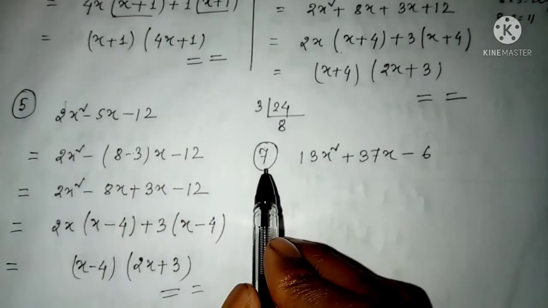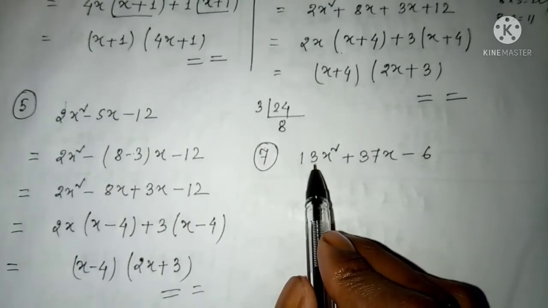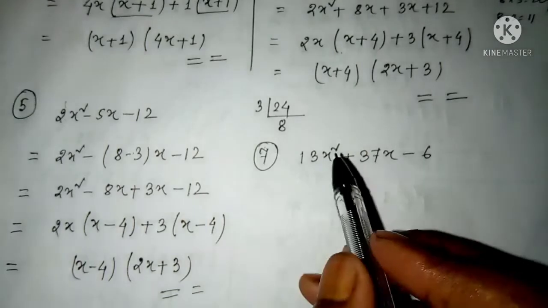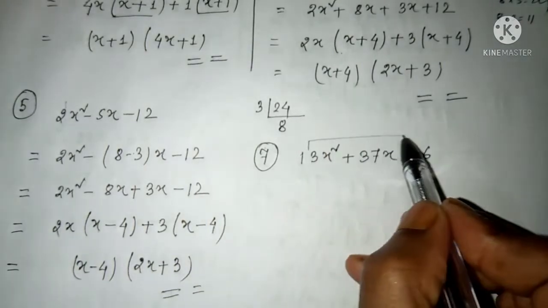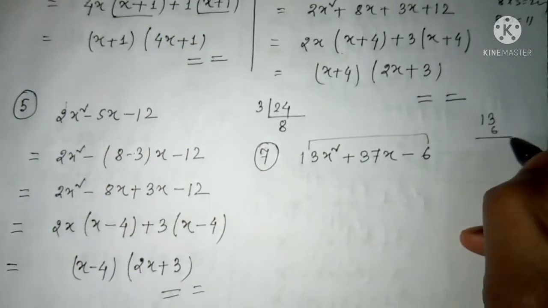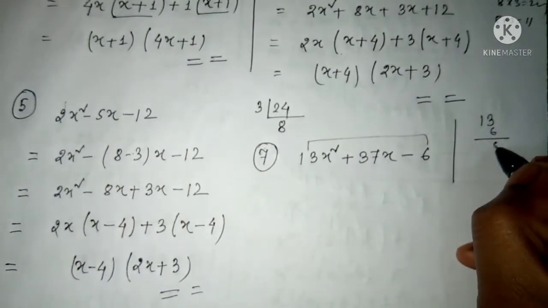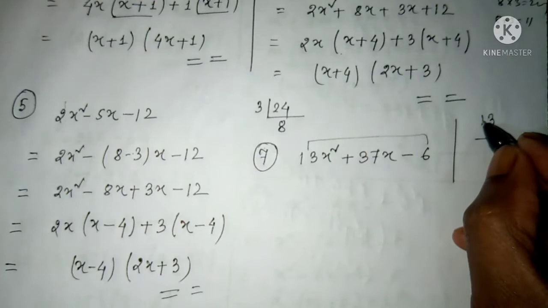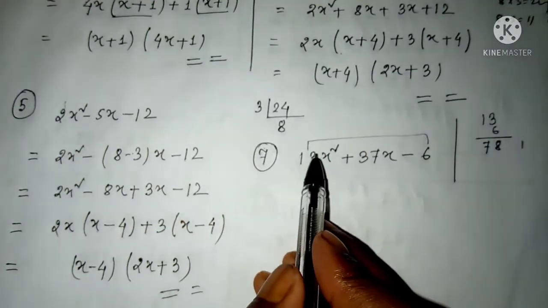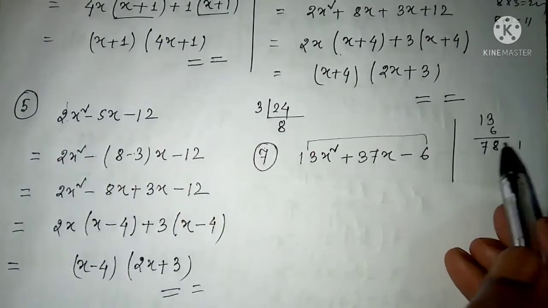Now see, this is our seventh question, that is 13x square plus 37x minus 6. So we know first of all we need to multiply these two terms. Then see, 13 into 6, 3 6 18, carry 1, 6 1 6 plus 1 is 7. That is the product of the coefficient of x square and 6, that is 78.